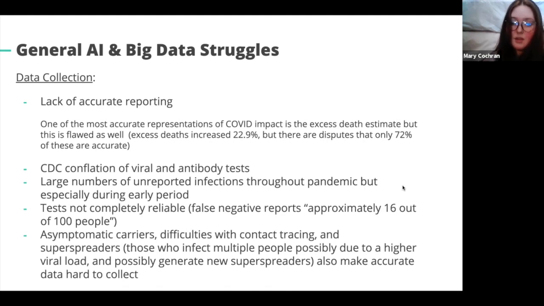This could be due to many reasons, including the timing of the test, the type, and the quality of the sample collected. With the chance of these false negatives, and since it also took quite a bit of time to receive the results from this test, people could be unknowingly spreading the virus. Asymptomatic carriers, difficulties with contact tracing, and super spreaders, which are people who infect multiple people, possibly due to a higher viral load, and possibly even generate new super spreaders, also make accurate data really hard to collect.